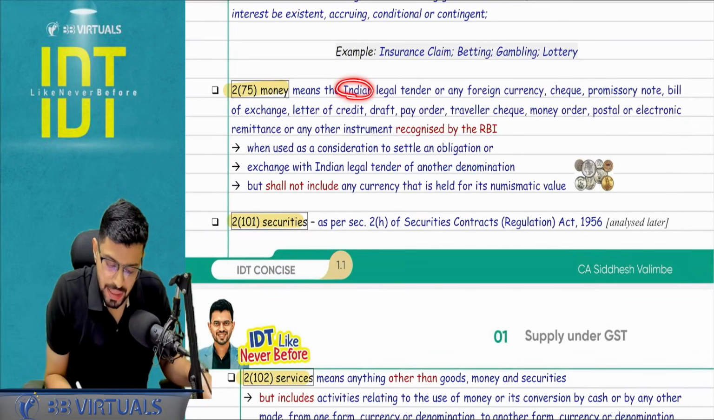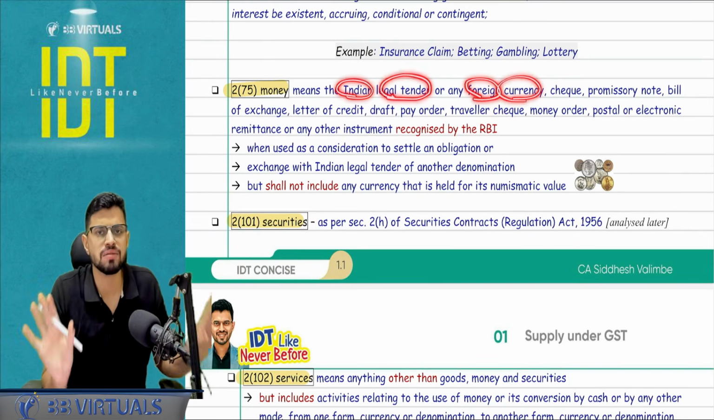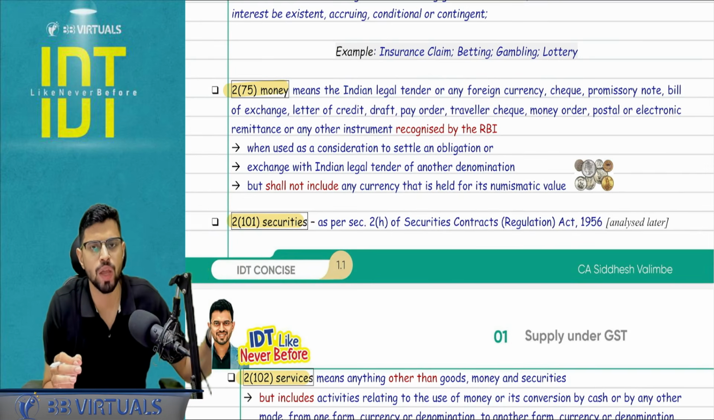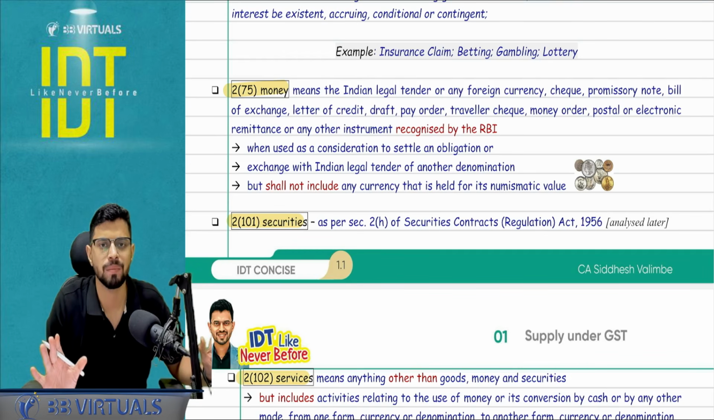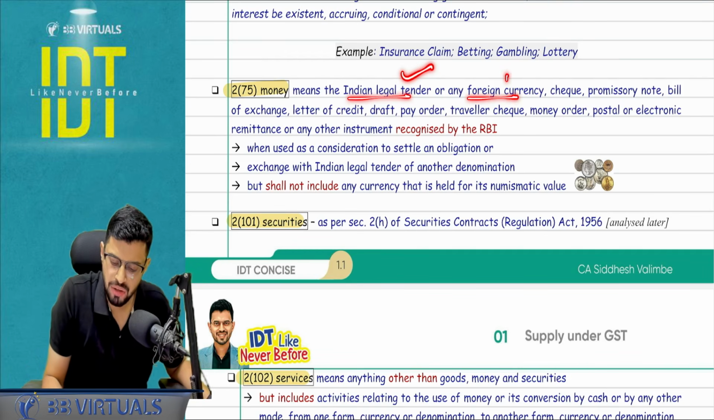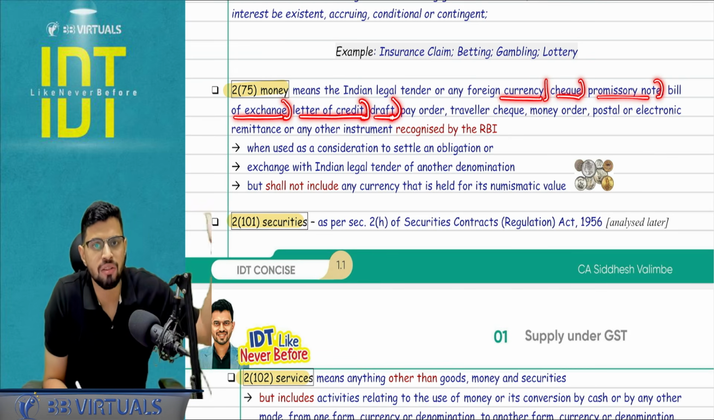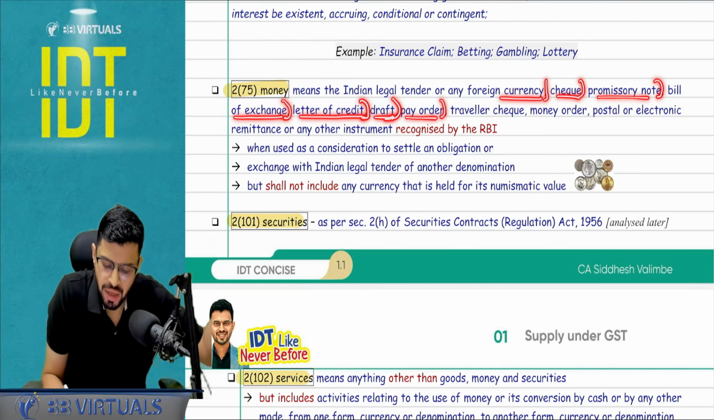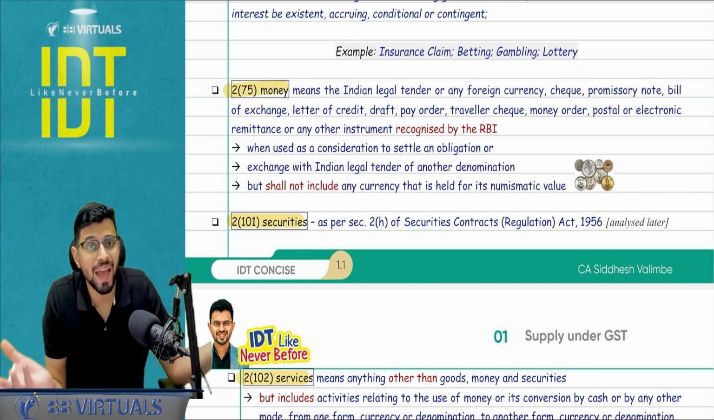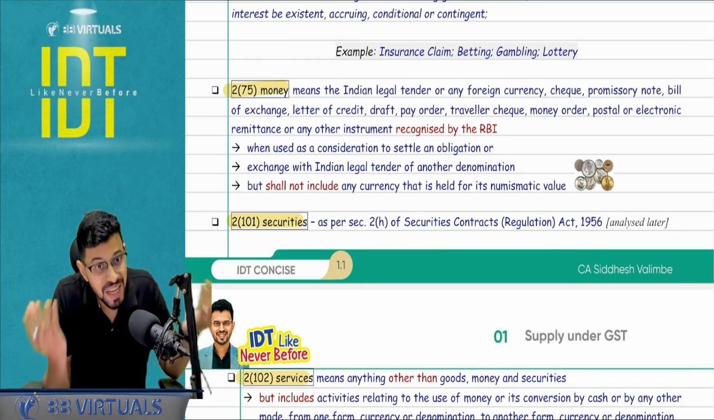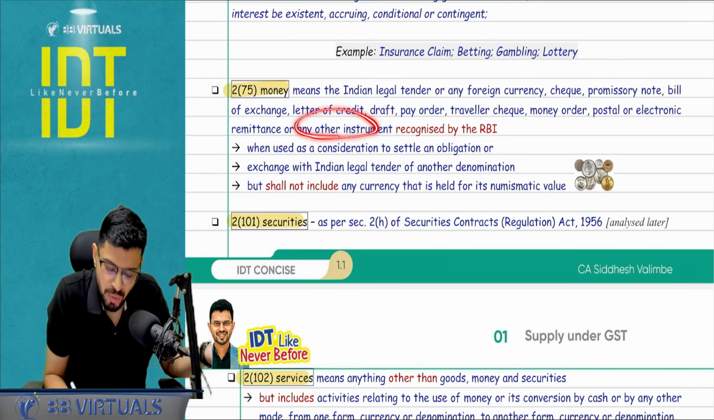Money means Indian legal tender or any foreign currency as well. It can be USD, it can be UK pound, it can be Japanese yen, I don't care. It is Indian legal tender or any foreign currency in any form. So currency can be there, cheque can be there, promissory note can be there, bill of exchange can be there, letter of credit can be there, draft, demand draft that we use to pay our institute fees, pay order, traveler's cheque, money order, postal or electronic remittance, your UPI, credit card, NEFT, or any other instrument recognized by RBI.